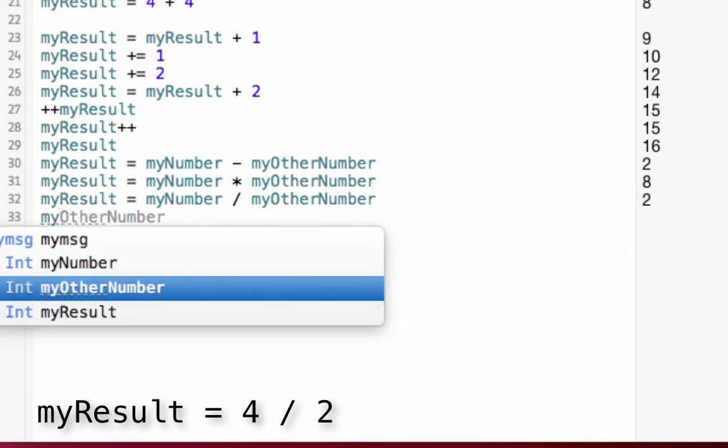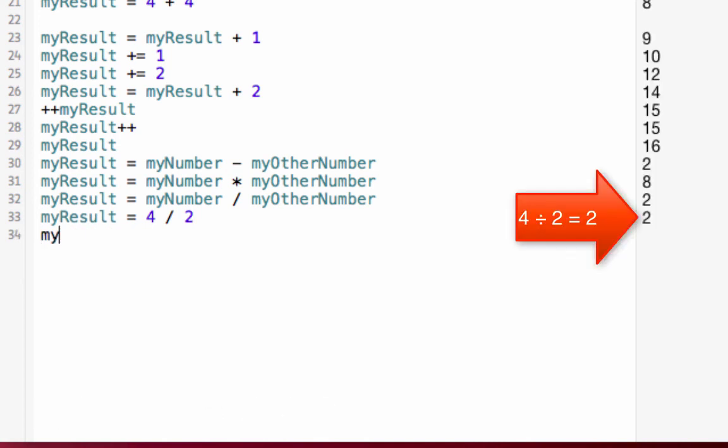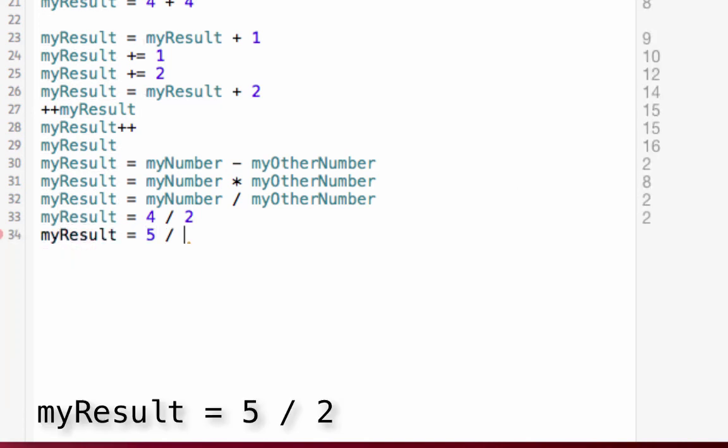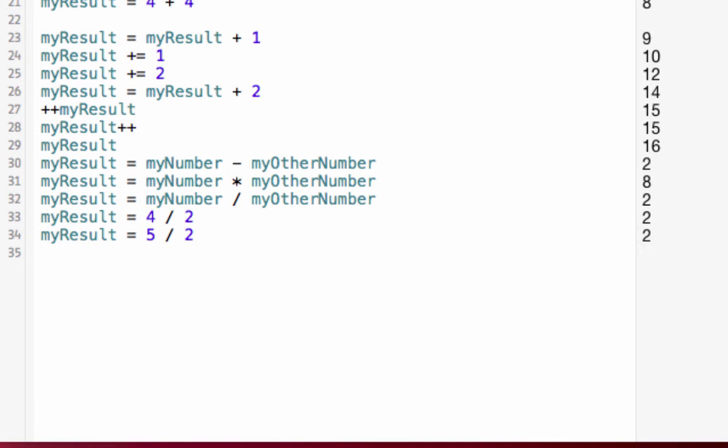Let's use some literal numbers to see why this is important. Dividing 4 by 2 gets us 2 as expected. Dividing 5 by 2 also gets us 2, since we are using integers. The remainder gets cut off.